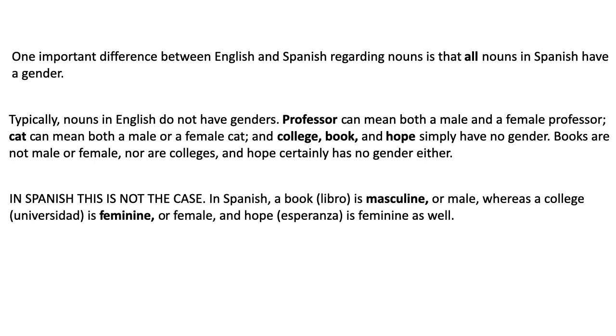And for college, we use the word universidad. And that's a feminine word. And for hope, we use esperanza. I like that word a lot, esperanza. And it is a feminine word.